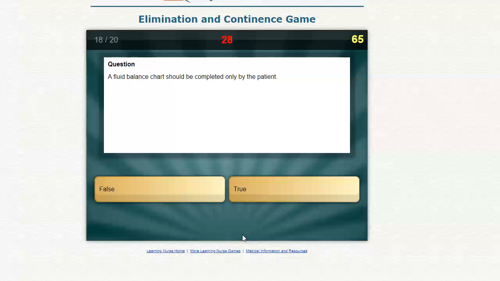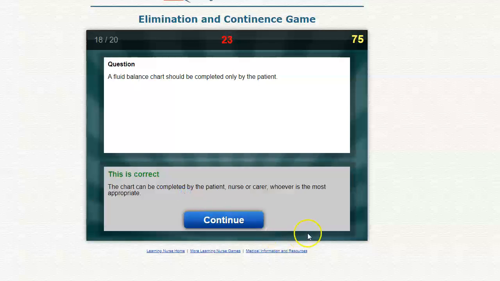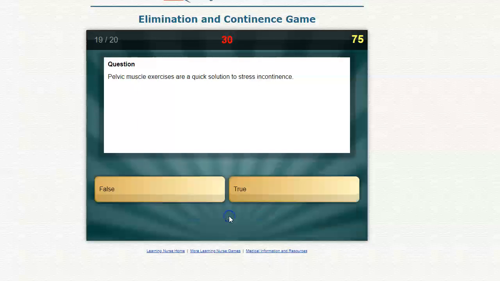A fluid balance chart should be completed only by the patient. The chart can also be completed by the nurse or carer, whoever is the most appropriate.